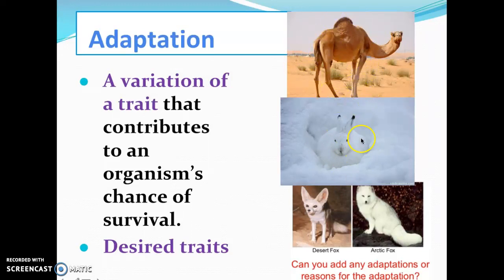Like this rabbit here in the snow, obviously the snow is white. The rabbit has a white coat. It didn't really desire or want to have that white coat. It just happened randomly. And since it is better suited for the environment, obviously those rabbits were better able to survive and pass on their traits to the next generation.